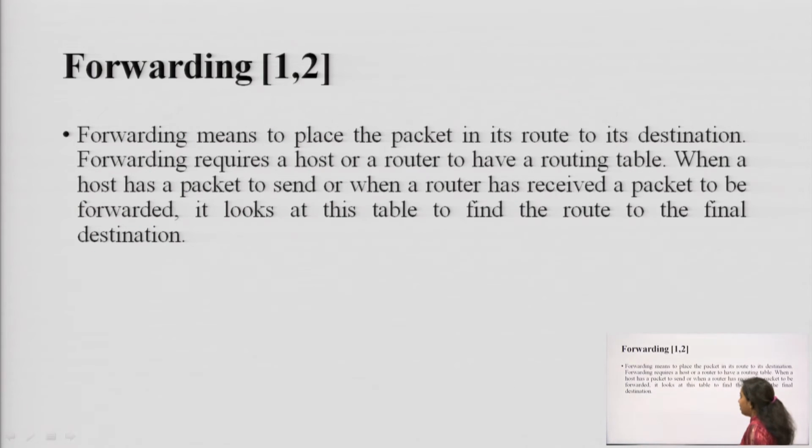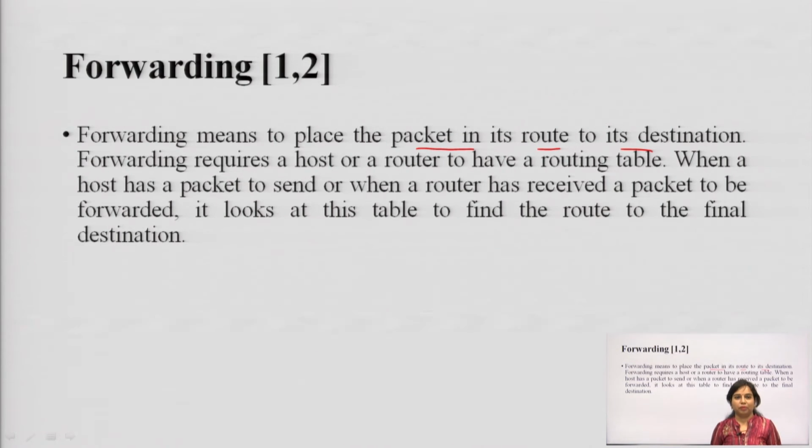So, next we will consider what is forwarding. Forwarding means to place the packet in its route to its destination. Forwarding requires a host or a router to have a routing table. From here onwards we are going to discuss intermediate nodes like a router. A router is a connecting device that maintains a routing table which consists of source address, destination address and other additional information.